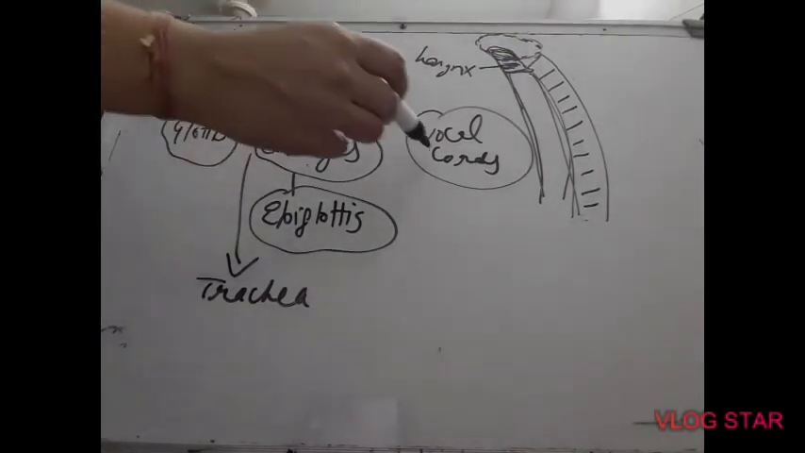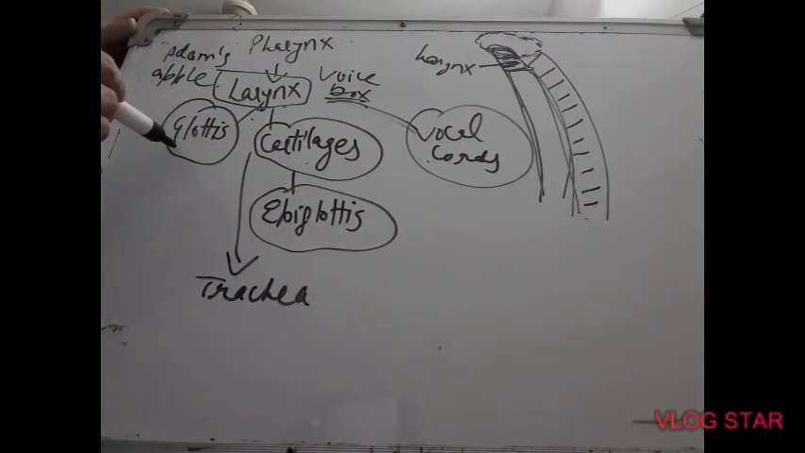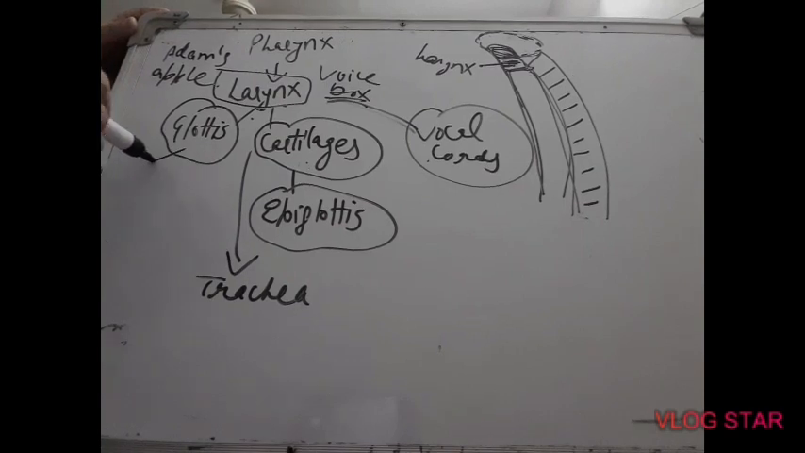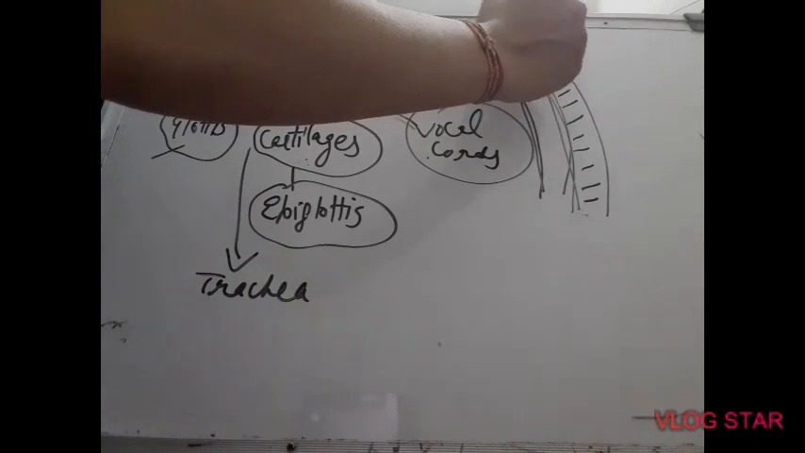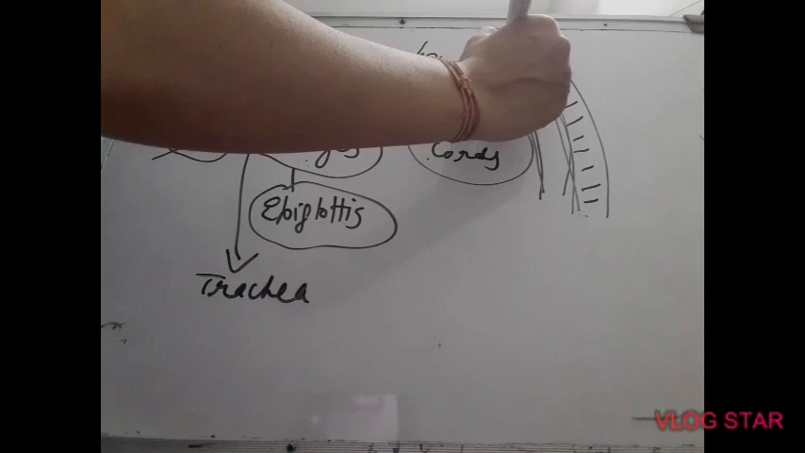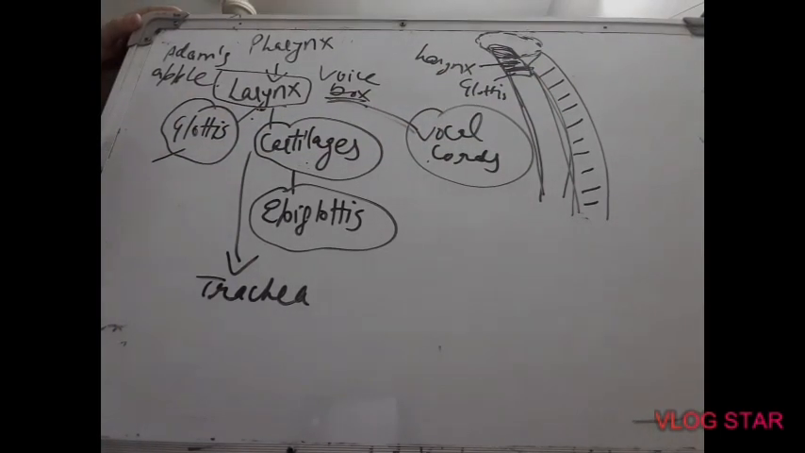Larynx has further some specific parts. Let us move on to the first, glottis. What is glottis? The opening at the front of the larynx or the windpipe is known as glottis. This is glottis. The opening of the windpipe is known as glottis.